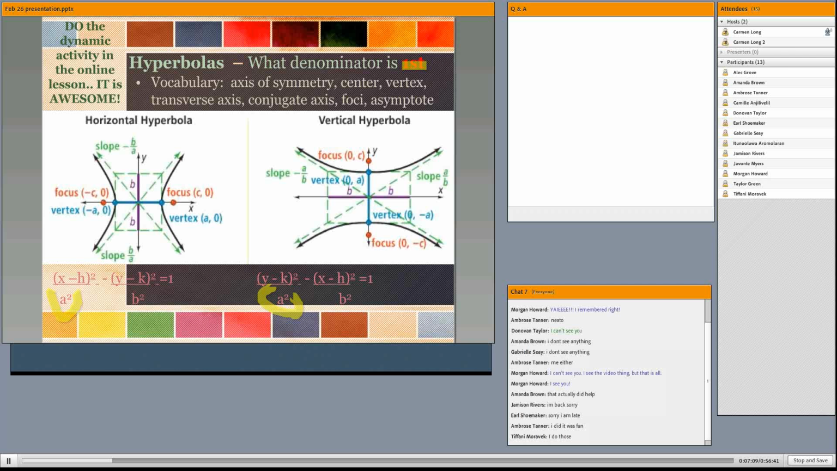So I'm going to say that again. If the a is bigger, no, first, it's all about what's first. It doesn't matter if it's bigger or smaller. If the y is first, the hyperbola opens up and down. Hyperbolas are a subtraction in the formula.